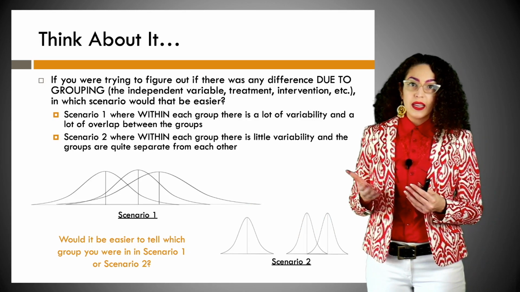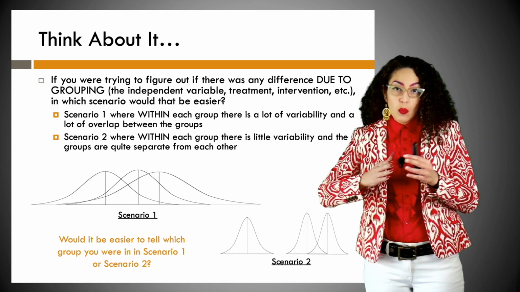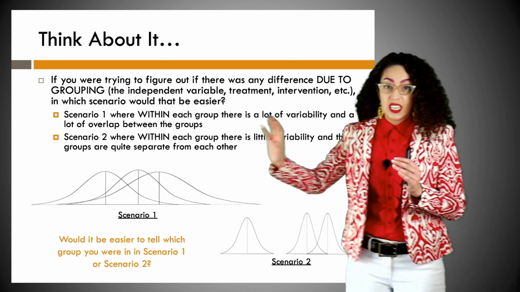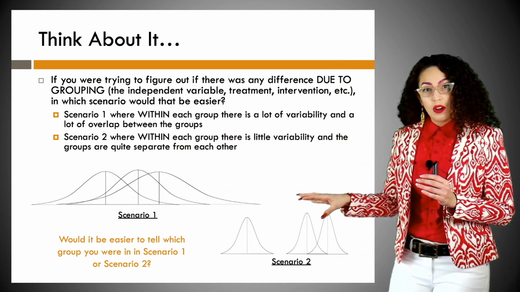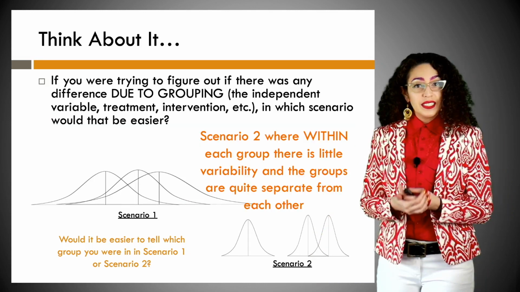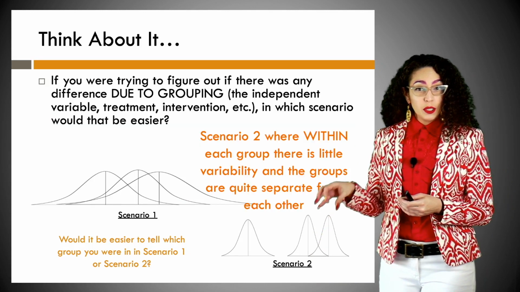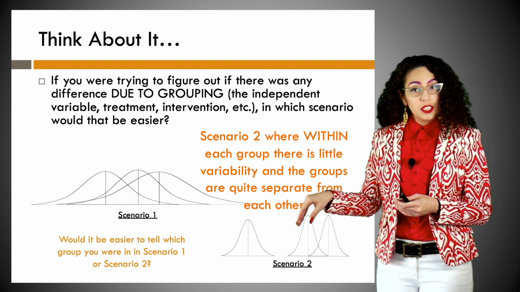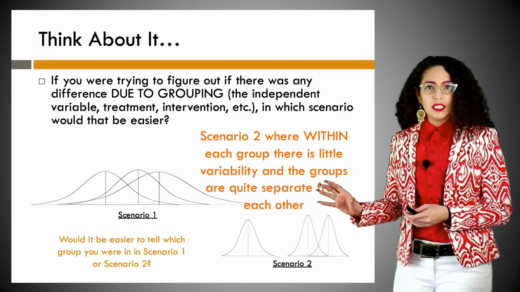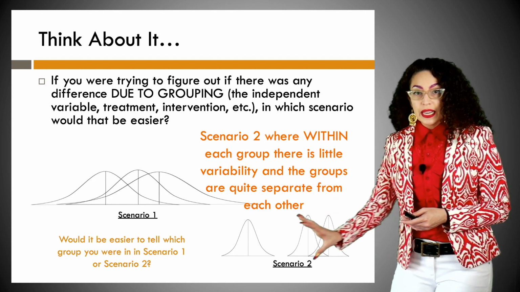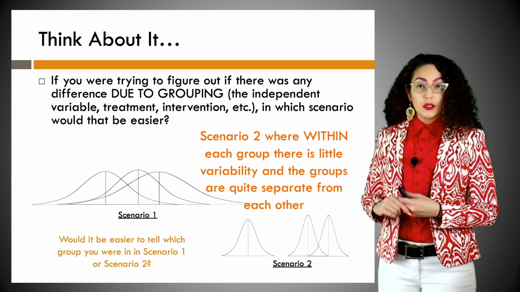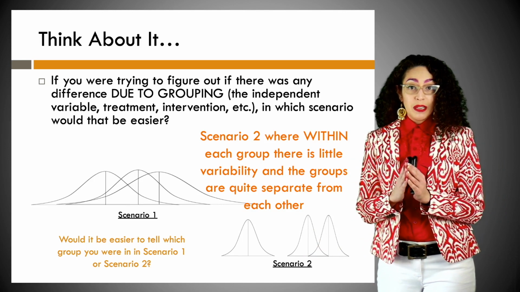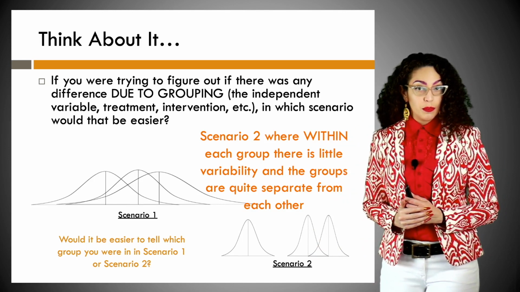Said another way, is it easier to see between group differences when the variability within each group is large or small? What do you think? In scenario number 2, where the within group differences are small, people within each group are fairly similar to each other, it would be much easier to see those group differences in this scenario down here. So it would be ideal if everybody within a group was very similar to each other, but then people between the groups were very different from each other.